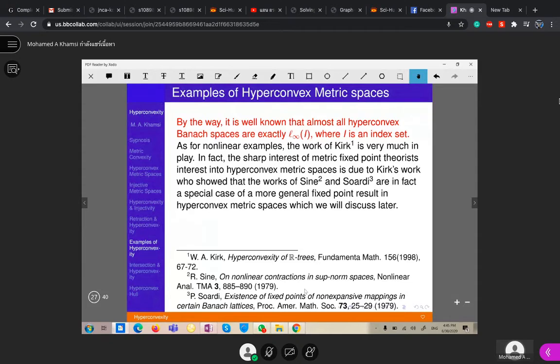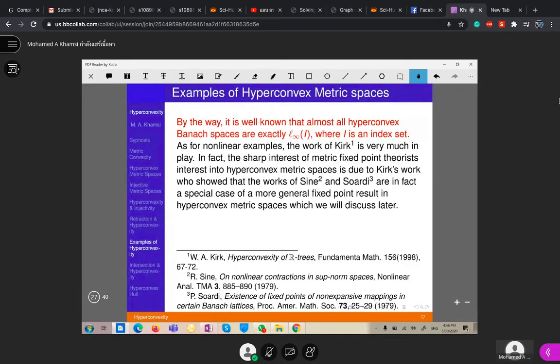And if you are wondering why I'm talking about these hyperconvex metric spaces, it's because when I was doing my PhD in 1985-6-7, Kirk is the one. So these two papers appeared in 1979. I don't want to tell you more about this, because remember what I talked to you about one time, this issue of Caristi fixed point theorem and Eklund variational problem, okay?